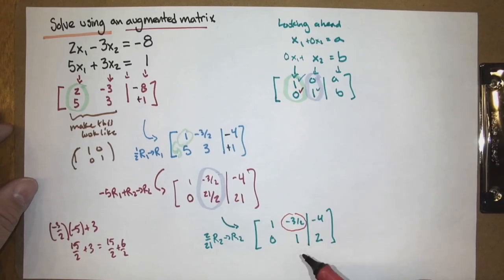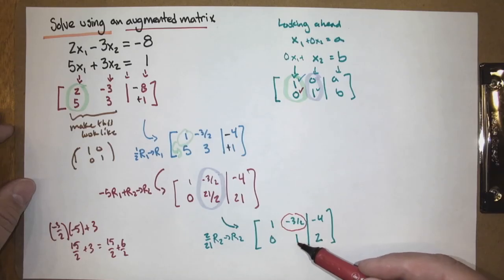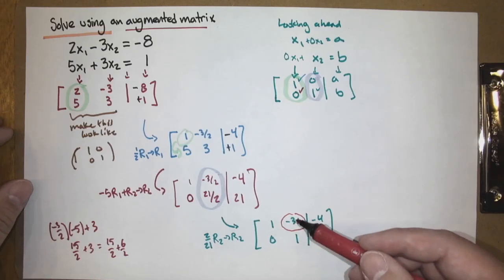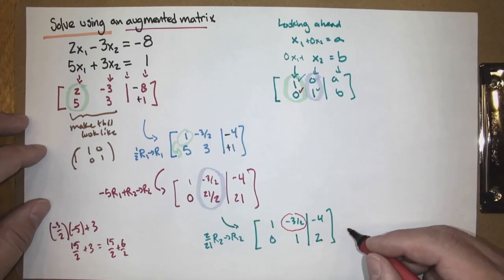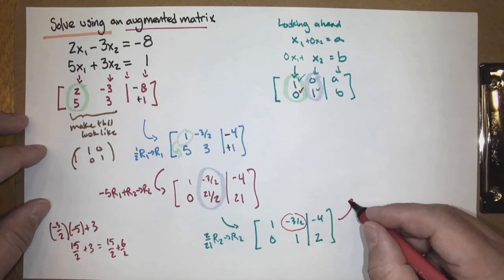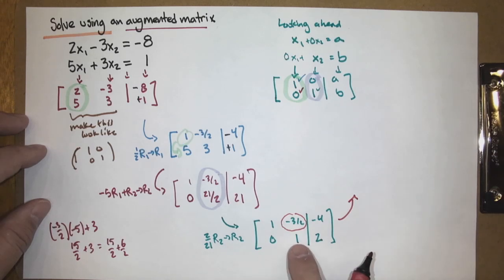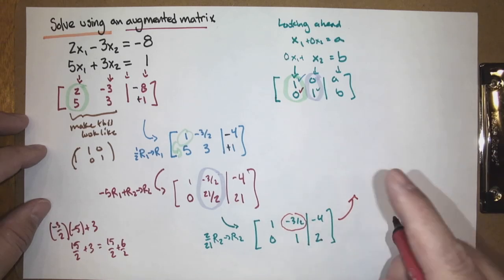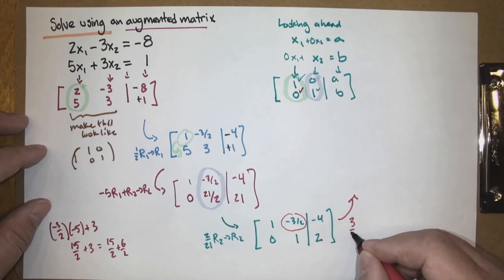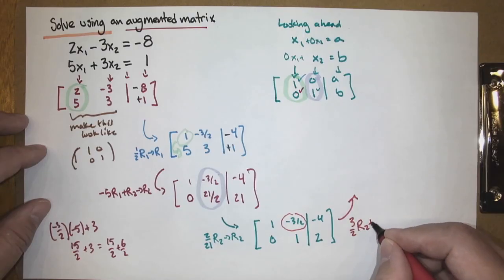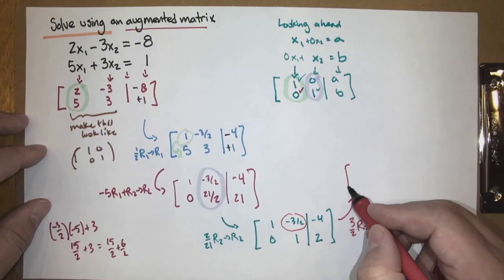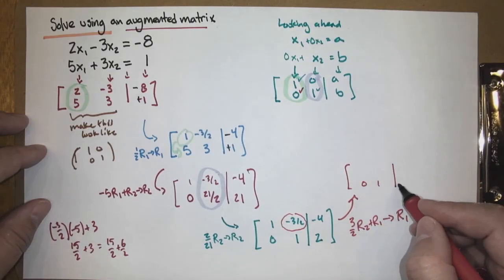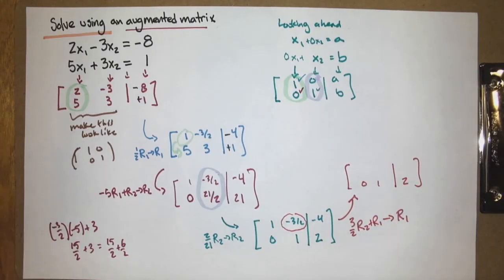Now, the only row available to us is that second row. So we have to add some multiple of the second row to the first row to knock out the negative 3 halves. So what multiple do we need to use? Well, what times 1 plus negative 3 halves gives us 0? The answer is 3 halves. So we take 3 halves times the second row plus the first row. That's to become our new first row. The second row stays as is, because we're not changing the second row.